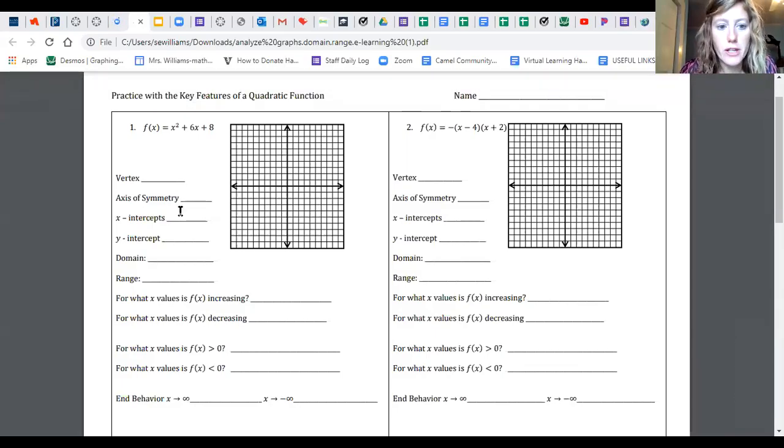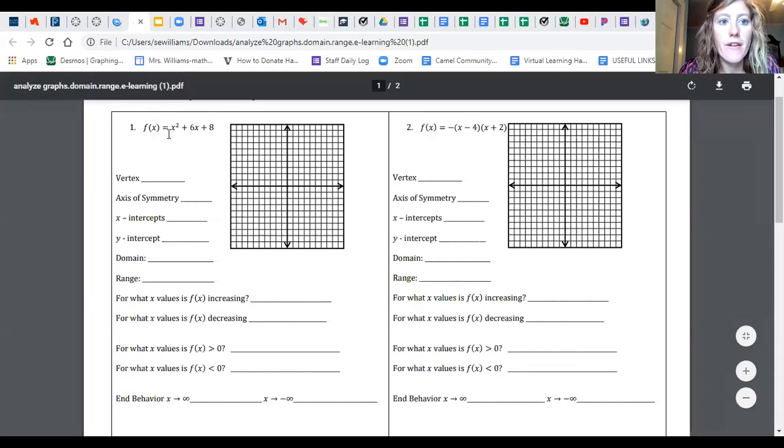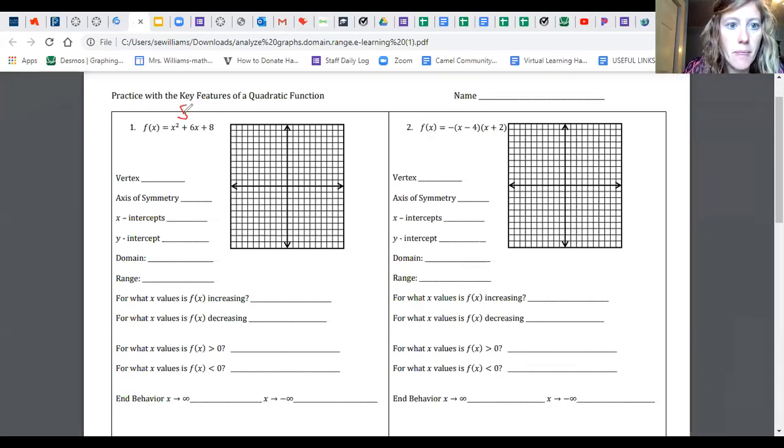So we're just going to be talking about the graphs of a quadratic function. The first one is x squared plus 6x plus 8. What form is this in? Standard. Good. It is in standard form. What information does that give us?